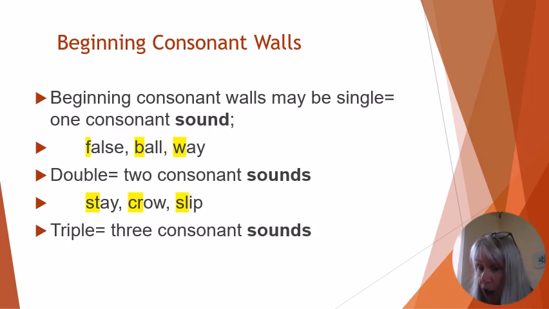Consonant walls may also be triple, meaning that they have three consonant sounds. We may have three consonant sounds at the beginning of our syllable or one-syllable word.